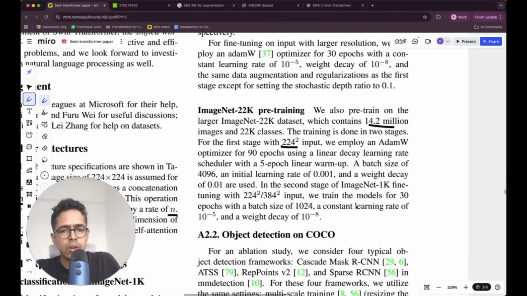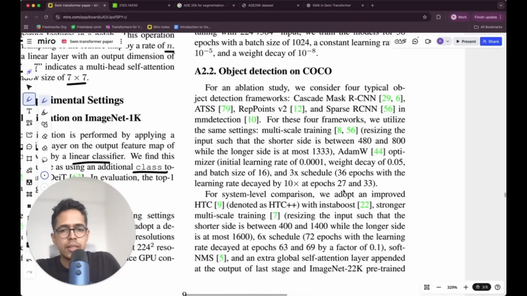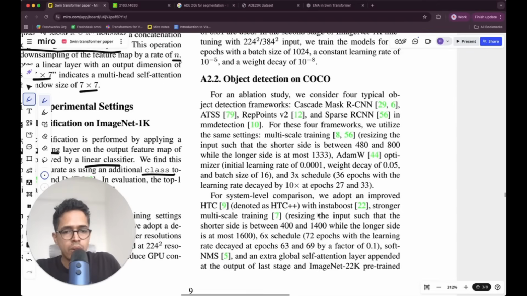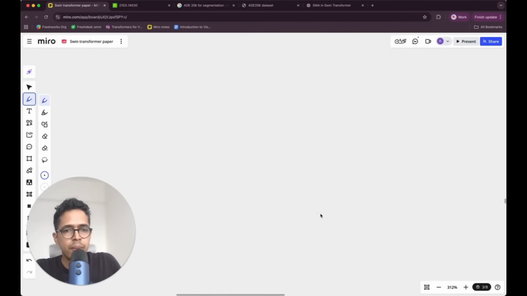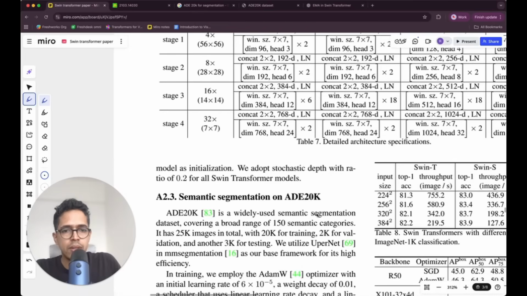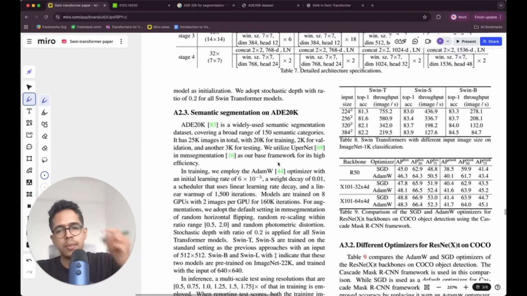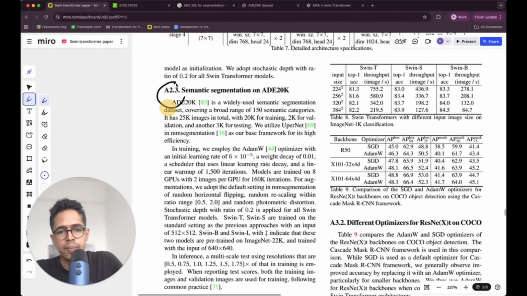This is all fine. Object detection on COCO. For system level design, yeah, I think this is all fine. These are all finer details which I will be interested in if I'm implementing this in practice, not unless that. So they are basically giving us details about their implementation for three cases: one for classification, one for detection, and one for segmentation. So this is the third part of segmentation.